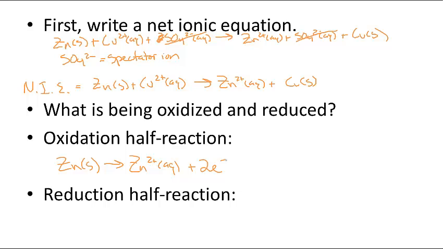Okay, so then for the reduction, well, we know copper is reduced. In this case, though, it's adding 2 electrons. So we get this as our reduction half reaction. And if you add the oxidation and reduction together, you get the net ionic equation.